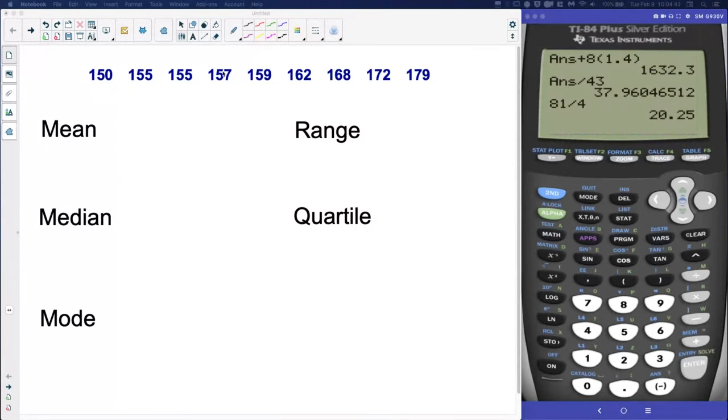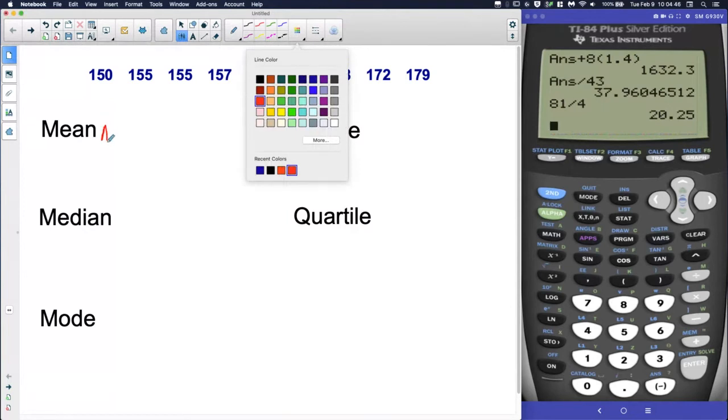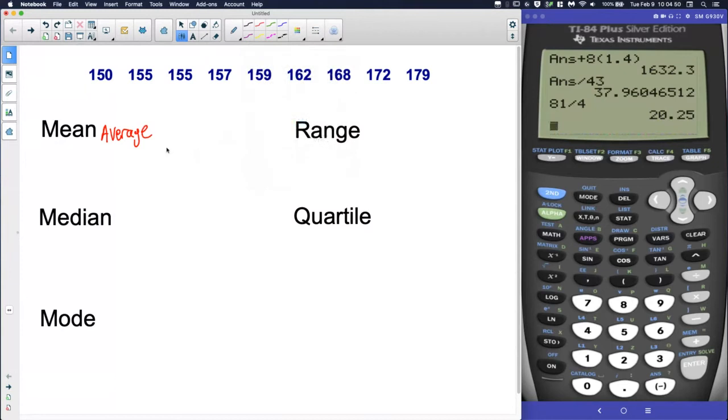All right, the mean. Mean is average, right? How do you spell average? So average. We add up all the numbers and then divide it by the number of numbers we have. We have 1, 2, 3, 4, 5, 6, 7, 8, 9. We have 9 numbers total. So you're going to do 150 plus 155 plus 155.